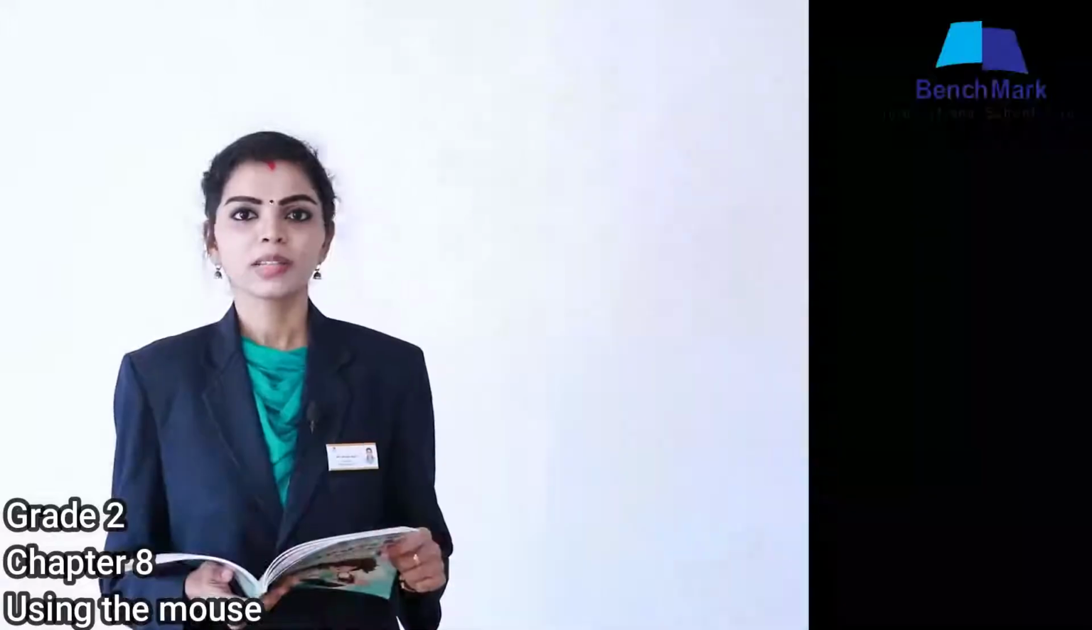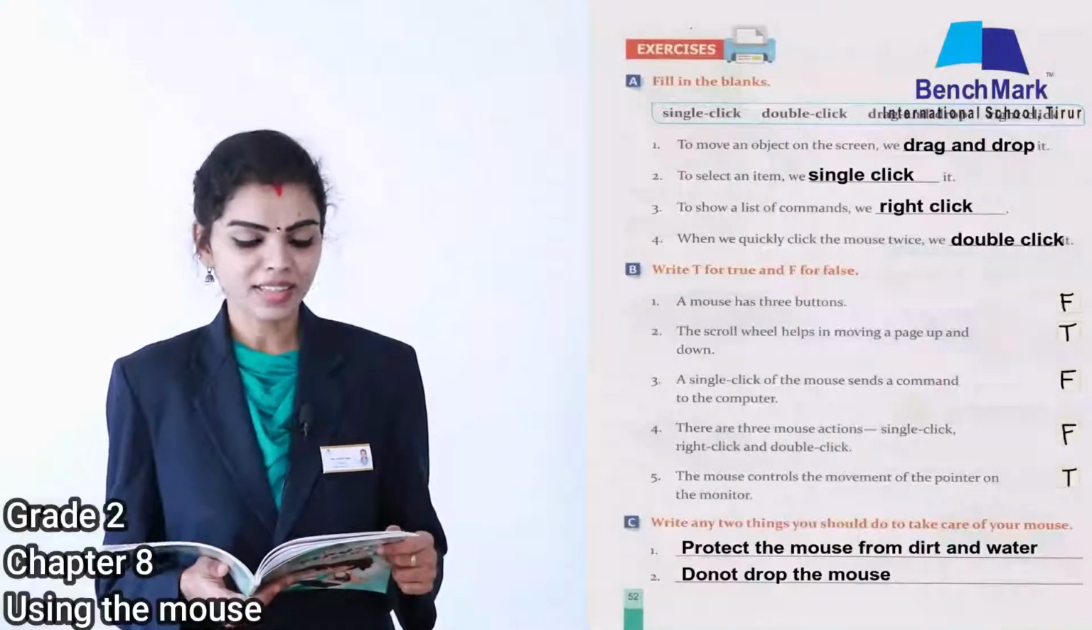I hope the using the mouse chapter is clear to you all. So how can we use the mouse? You need to use your mouse gently. What are the operations that we saw? We saw single click, double click, right click, and we saw how to drag and drop things that are there on your screen. Dragging and dropping is also used to select the things that are there on your computer screen. So let us move on to the book back exercise that we have.